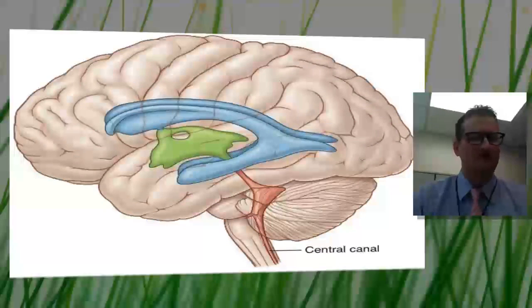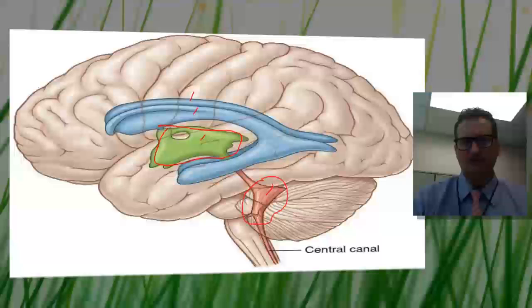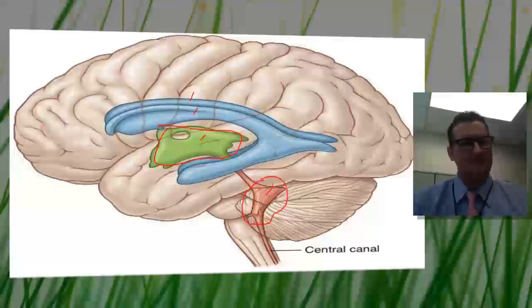The brain contains 4 chambers called ventricles that are shown here. You have the lateral ventricles here. There's 2 of those. The third ventricle and the fourth ventricle. So here's the third ventricle in green, fourth ventricle here. The lateral ventricles are in blue. The 2 lateral ventricles arch through the cerebral hemispheres. There's one on the right and one in the left hemisphere.